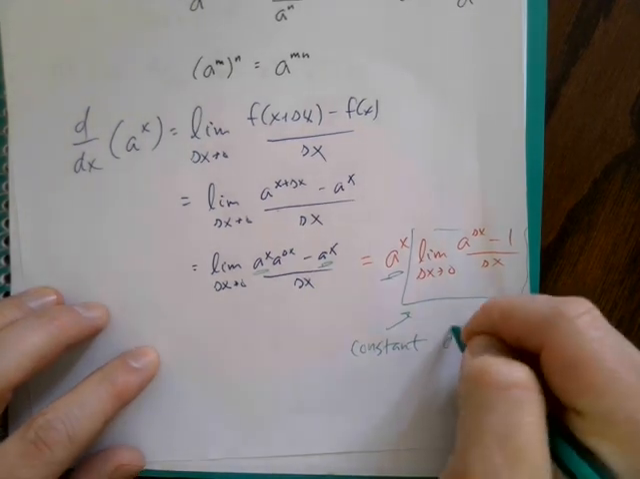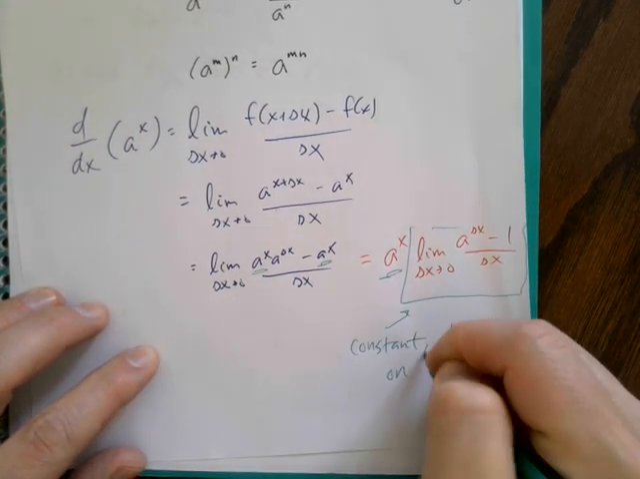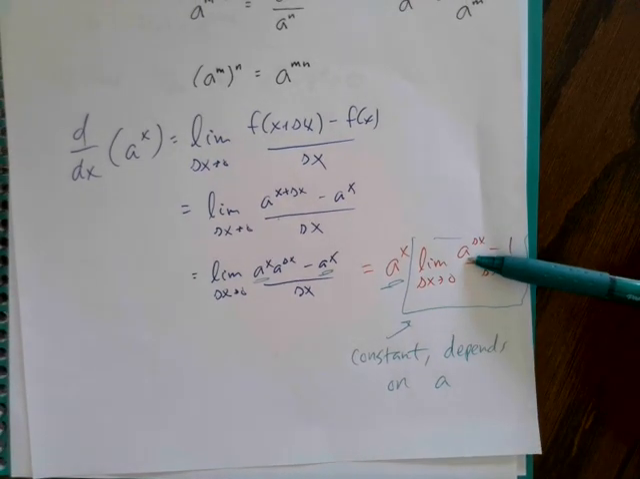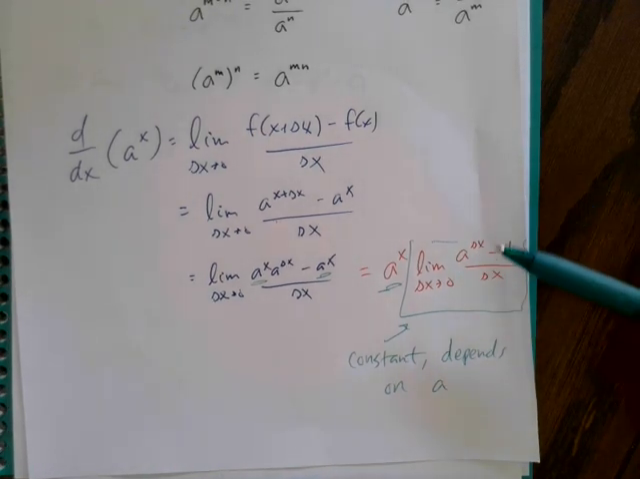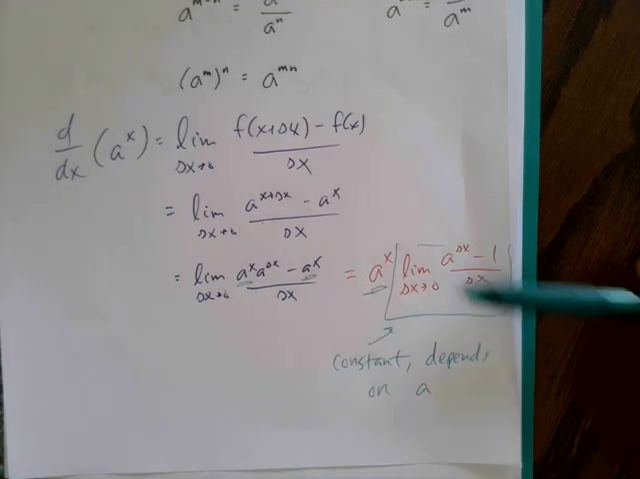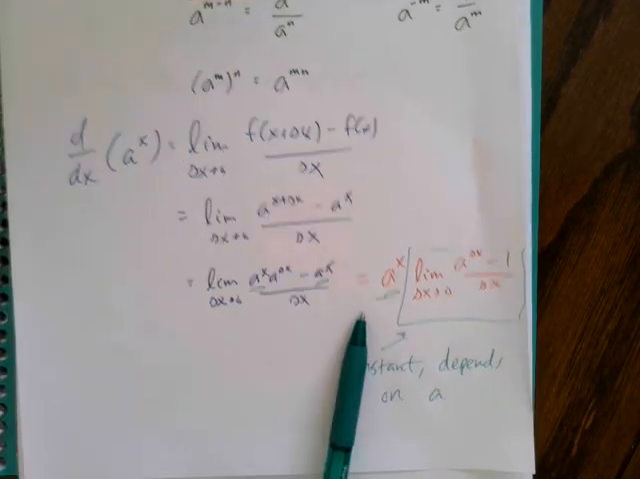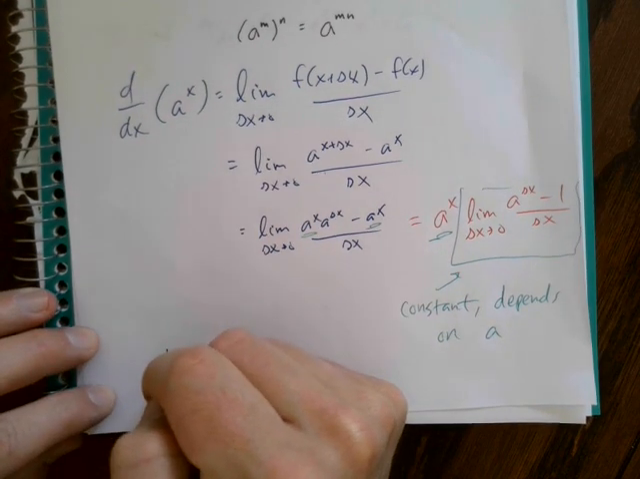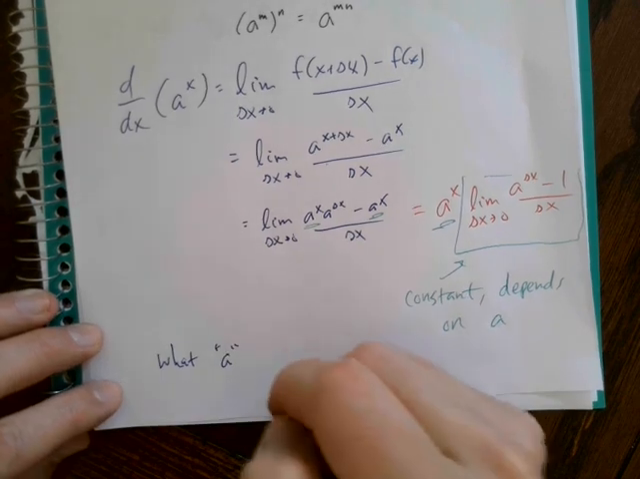Furthermore, that constant depends on a. The constant depends on a because that's all that you can change in here, right? A is the only changeable aspect of this limit. So as you change a, so too do you change the value of the constant, which means that a to the x differentiates to itself times some number which depends on a. The natural question is, what value of a makes that limit equal 1?